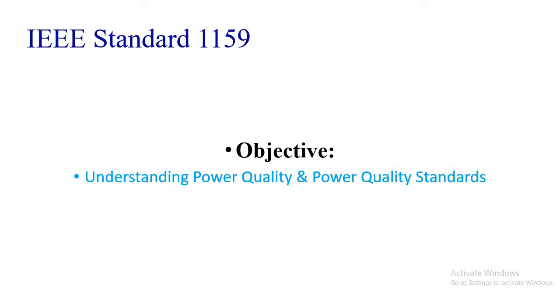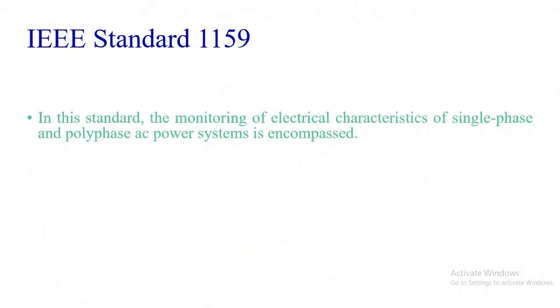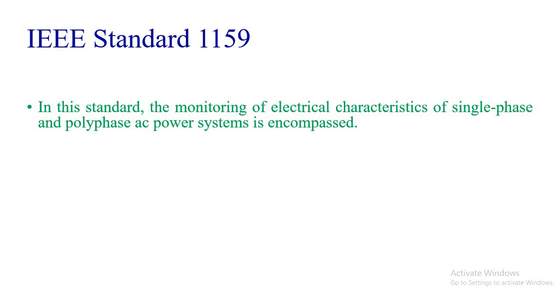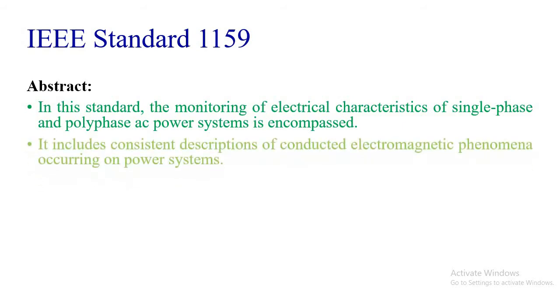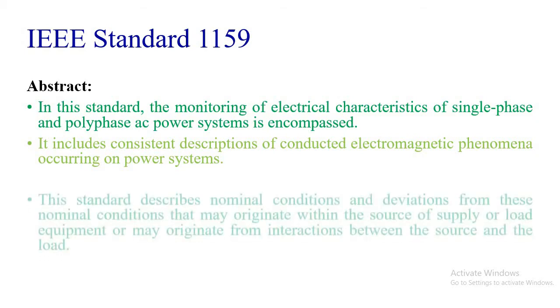The objective of this presentation is to understand the power quality and the standards used for the power quality. There are various standards which are used, but in this presentation, we will see about the IEEE standard 1159. In this standard, the monitoring of electrical characteristics of single phase and polyphase AC power systems is encompassed in the standard.